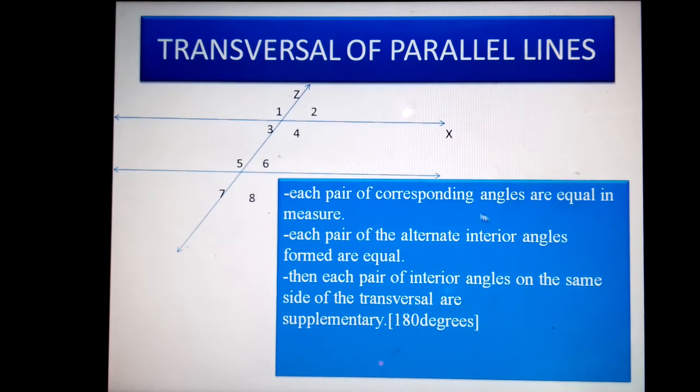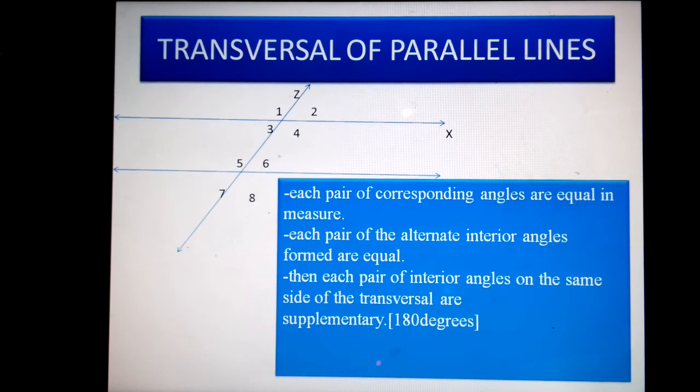So the first one is, if these 2 lines are parallel and the transversal cuts them, each pair of the corresponding angles are equal in measure. This is the first part. The corresponding angles are equal in measure. So which are the corresponding angles? We have already seen 1 and 5, 2 and 6, 3 and 7, 4 and 8. So these all will be equal in measure. Okay. Now going to the second property.